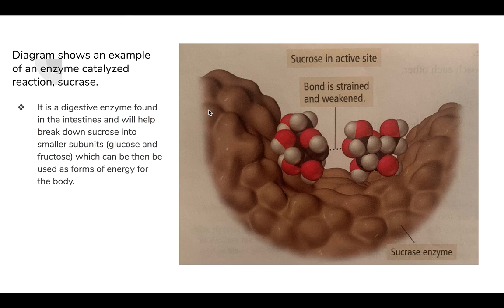Lastly, this is another diagram that shows the enzyme catalyzing the actual reaction. I like this diagram because you can actually see the bond between the sucrose molecule being weakened, so that once it breaks apart, you have two separate products formed, glucose and fructose. This enzyme is commonly found within the intestines, and it breaks down sucrose into smaller subunits so that they can be used as forms of energy for the body.